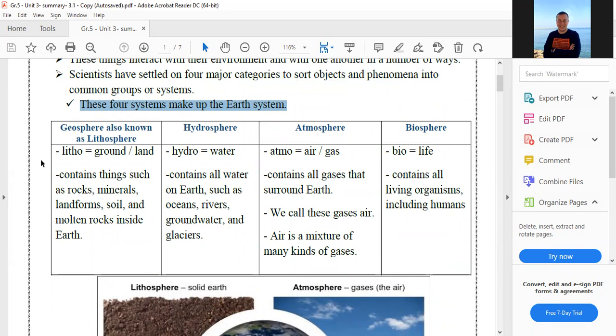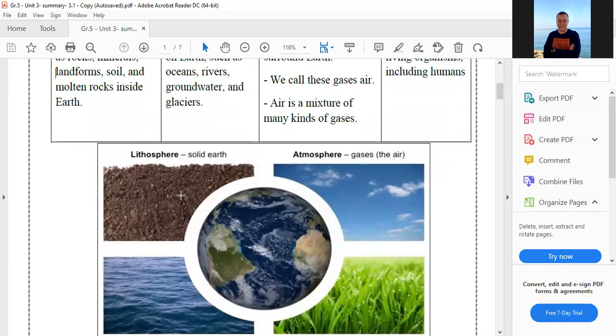The first one, to your left, is called Geosphere. If there is any strange or new word or scientific term, I need you to repeat it after me. It is called Geosphere, also known as lithosphere. The term litho means ground or land. So this has to do with all the things that are related to the ground. It contains things such as rocks, minerals, landforms, soil, and also the molten rocks inside Earth. So all things related to rocks, minerals, landforms, soils, and the molten rocks inside Earth, this is the lithosphere or the geosphere, as you can see right here.